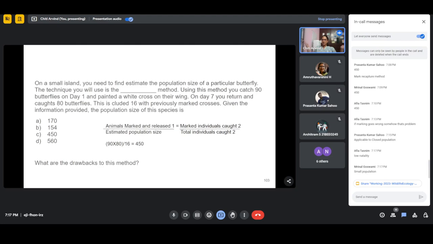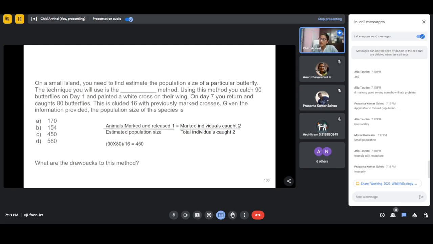Everybody knows directly proportionate, inversely proportionate. If variable 1 increases and variable 2 increases, that is called directly proportionate. But if variable 1 increases and variable 2 decreases, it's called inversely proportionate. So what does this equation show?